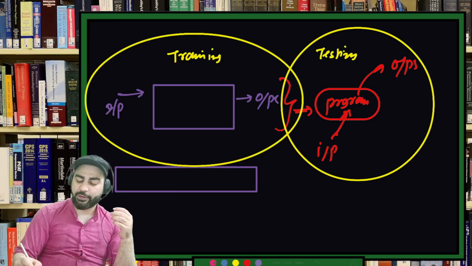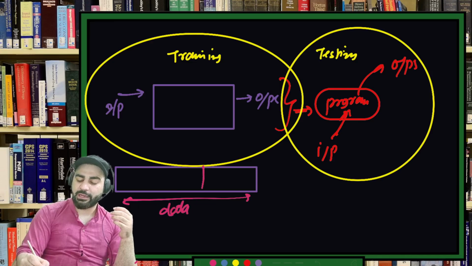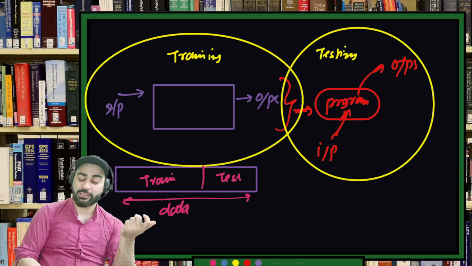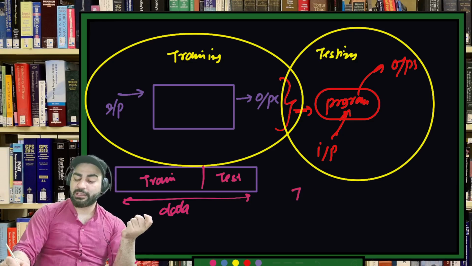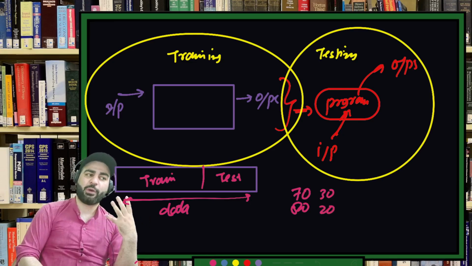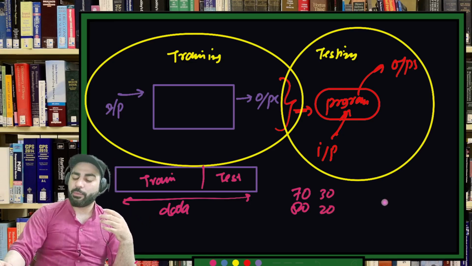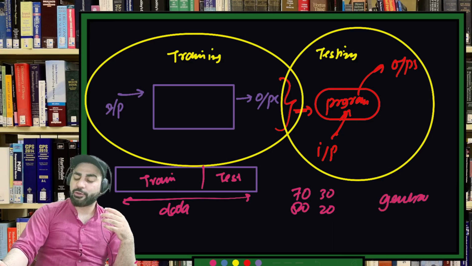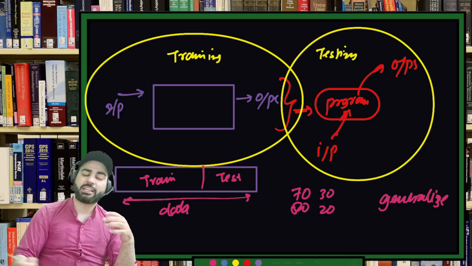If this is your whole data, what you basically do is split it into a training set and a test set. I'll tell you what validation is also. Usually we do a 70-30 split or an 80-20 split. We have a validation set also, because the whole point is to generalize the algorithm. It should not memorize the data set. That's why we do this.